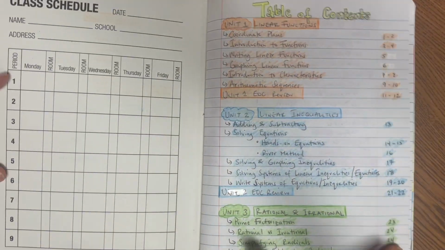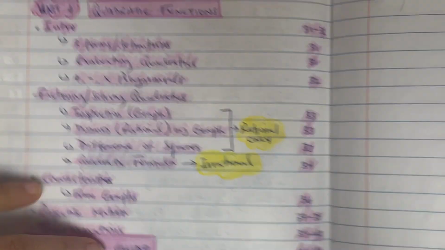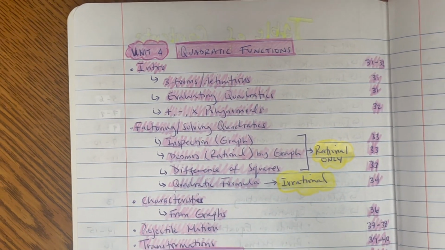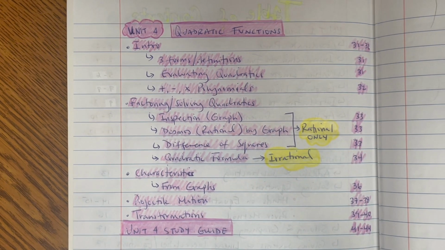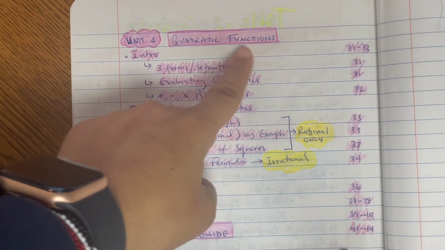I guess let's go ahead and take a look at our unit 4. So our unit 4 is going to be a bit heavy in detail. I'm going to read this to you, but you're going to pause the video and copy this down. So it says unit 4, quadratic functions.